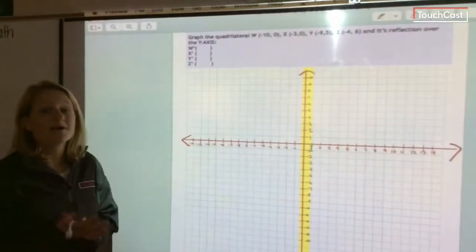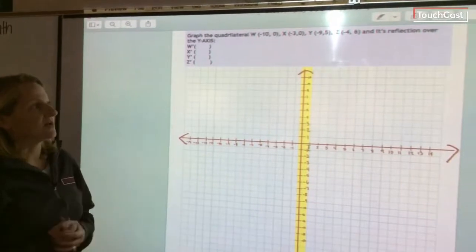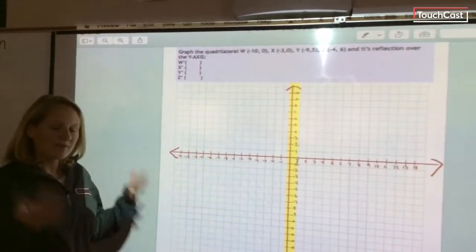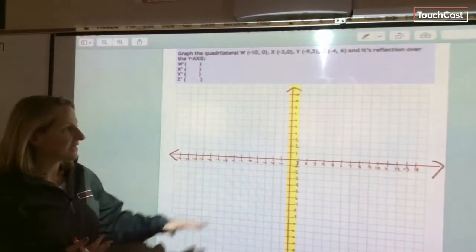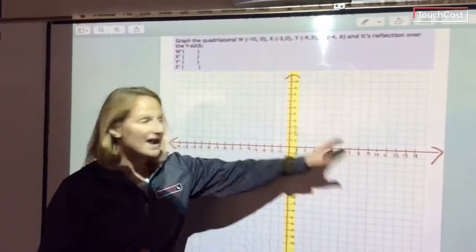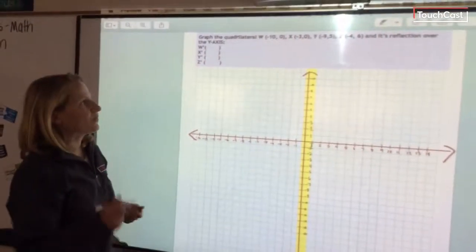Okay, so now let's try one final problem. This one says to graph the quadrilateral, and it gives us all of the points, and its reflection over the y-axis. So in our head, we can kind of think about what this is going to look like. We're going to have a quadrilateral, and it's going to flip over the y-axis, which is highlighted for you. So this time, let's go ahead and graph these points first.